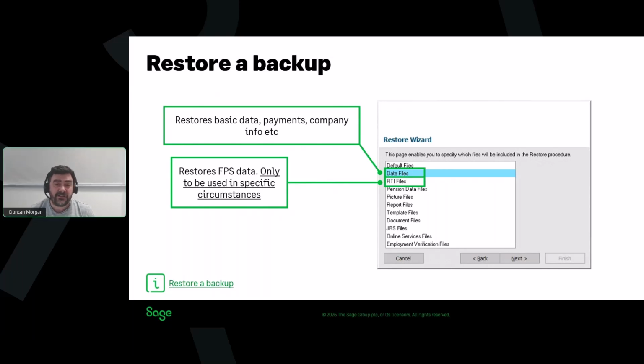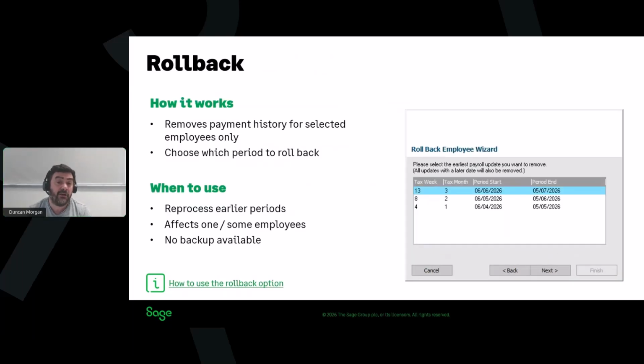So backup isn't always going to be the best option, particularly if a mistake only affects one employee or a handful of employees, or if it's further back in time. And the other option, which is probably used more frequently, is the rollback wizard. So this is different to restoring a backup, as it is not overwriting your payroll data. What this wizard does is it removes the payment history for selected employees only. So you're going to choose which employee or employees you need to roll back.